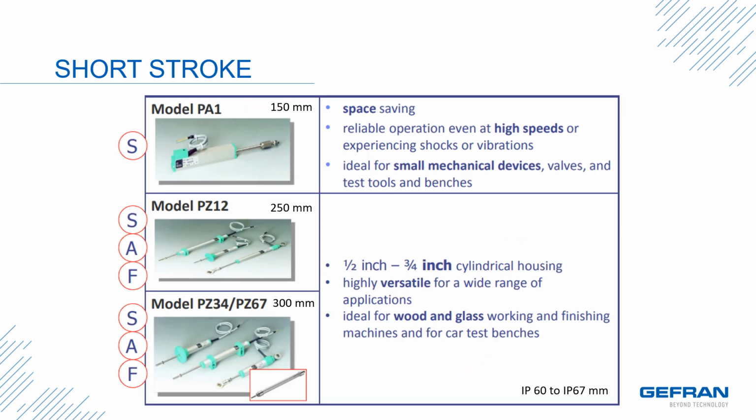Now we will look at some examples of short stroke models and smaller form factors. The PA1 is space-saving and measures up to 150 millimeters. It can handle high speeds and is very resistant to shock and vibration. This model is ideal for small mechanical devices, valves, tools, and test benches. The PZ series is our most versatile series. They have a cylindrical body ranging from 1/2 inch to 3/4 inch in diameter. They are available in all 3 mounting styles: bracket mount, flange mount, and self-aligning ball joint. The applications for these are numerous.